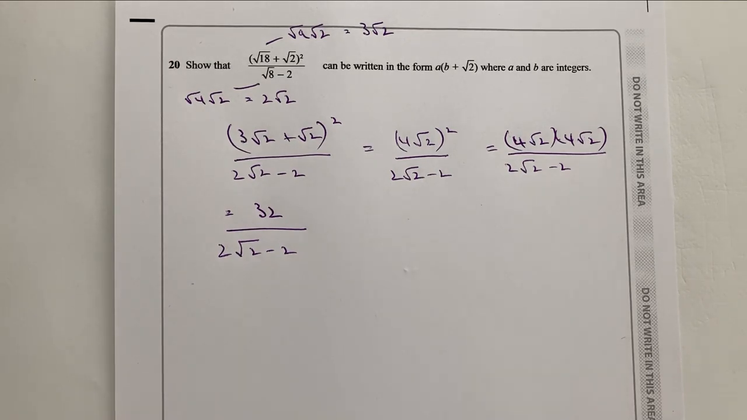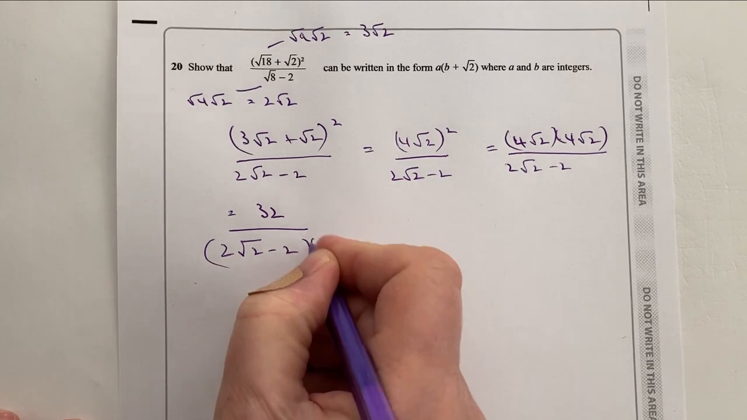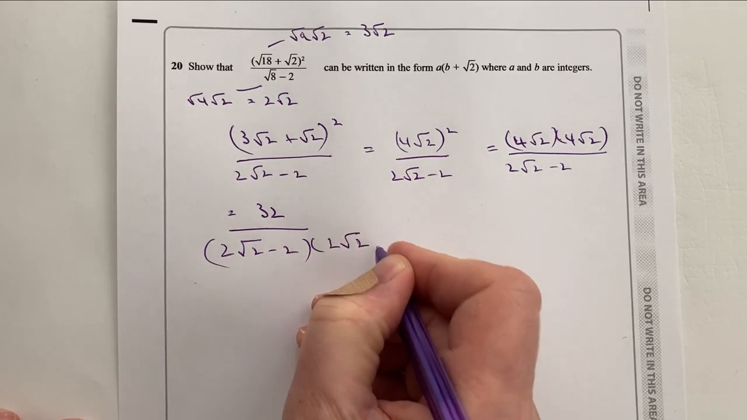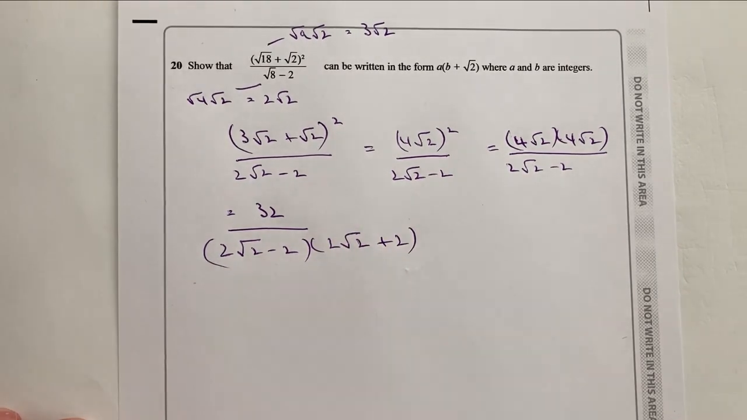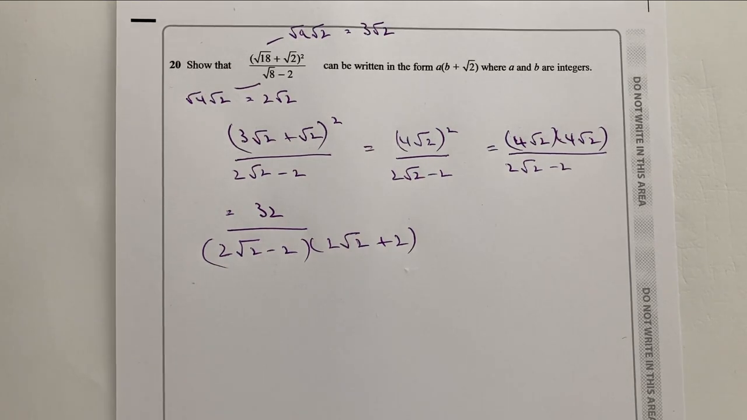And it's got a surd in it and it's just very untidy. So what I'm going to do, if I multiply it by its kind of opposite, plus 2, then what will happen is that hopefully things will cancel out and you should be able to end up with a whole number. They call it rationalising the denominator.